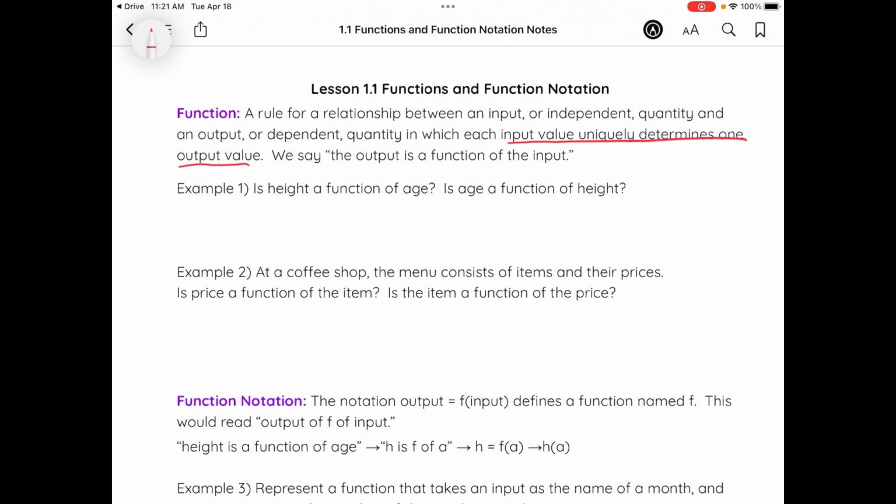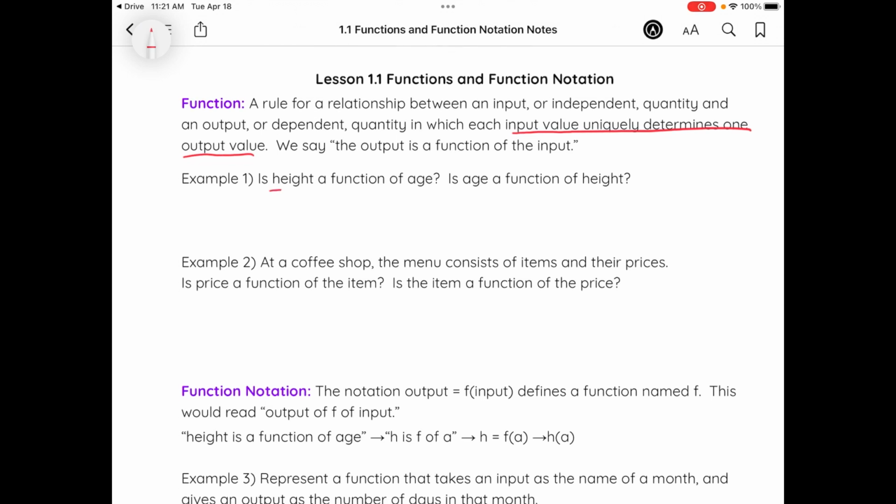Our first example states, is the height a function of age? Well, we're going to classify height as the output based on our statement above, and age would be input. So if we think about every time we input an age, is there going to be a different output? So yes, each age determines a specific height.